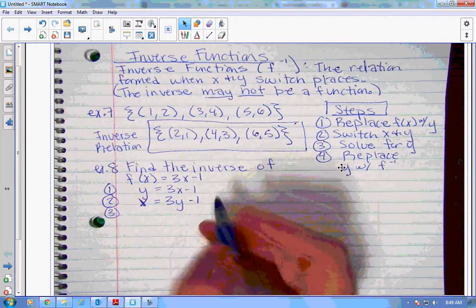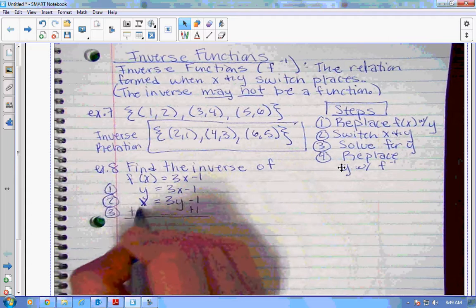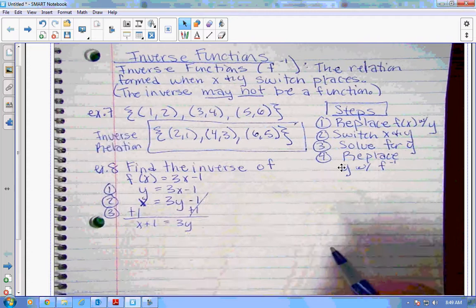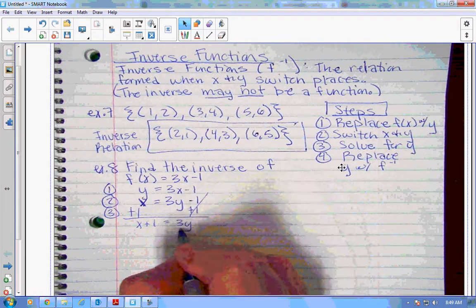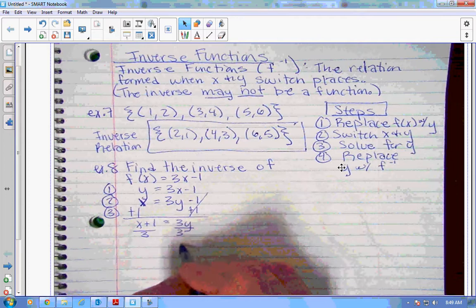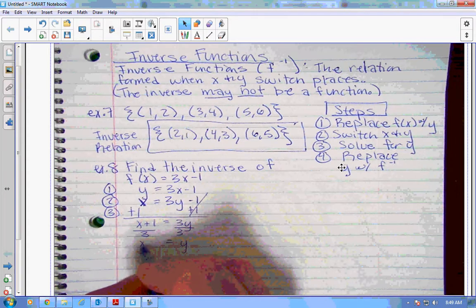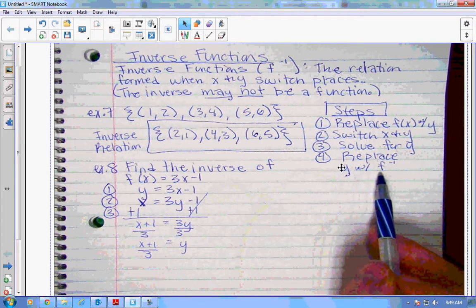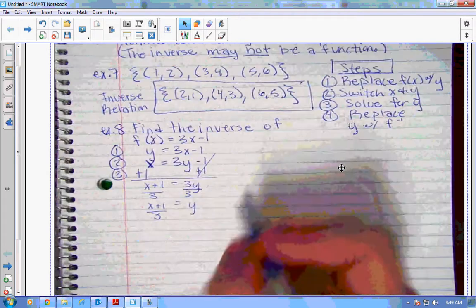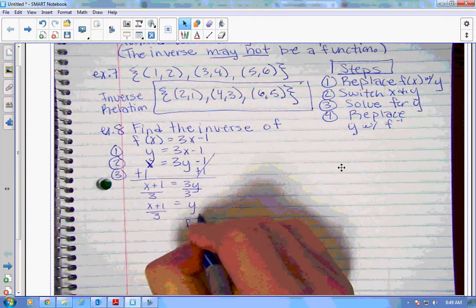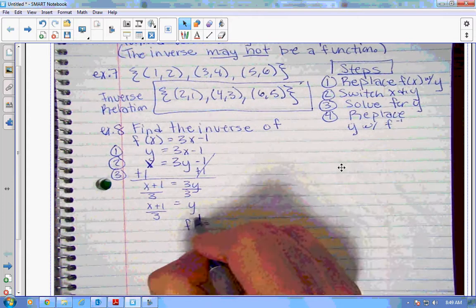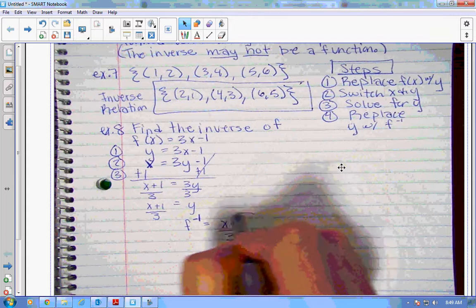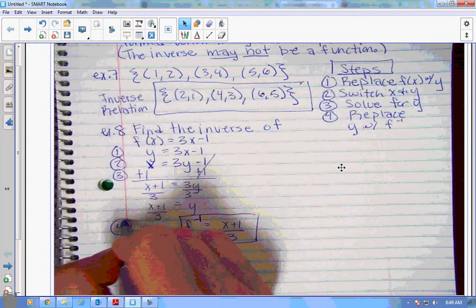So now I use my inverse operations to solve for y, which means I'm going to add 1 to both sides. So I get x plus 1 equals 3y. Y is not by itself yet, so I'm going to divide by 3 on both sides. So I have y equals x plus 1 over 3. Step 4, instead of y, we're going to replace it with f inverse, or f to the negative 1. And I like to see f to the negative 1 written first. So I'm just going to change the order, put that on the left, and put the x plus 1 over 3 on the right. So that was step 4.